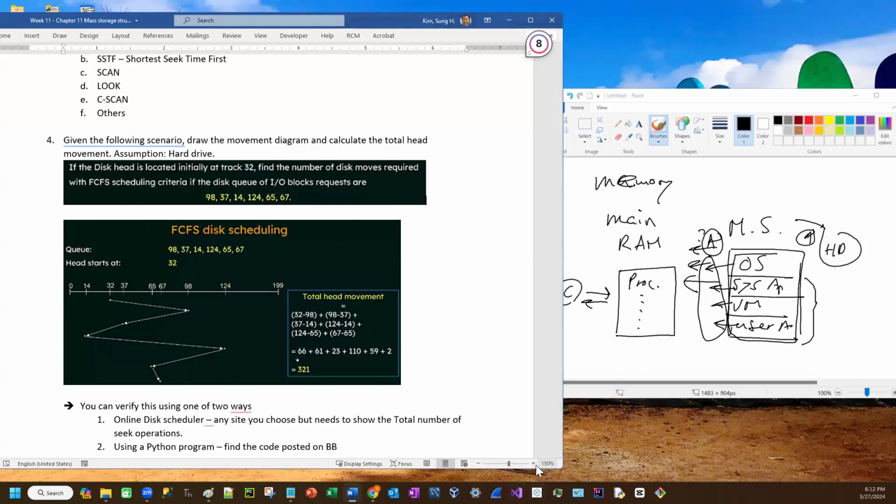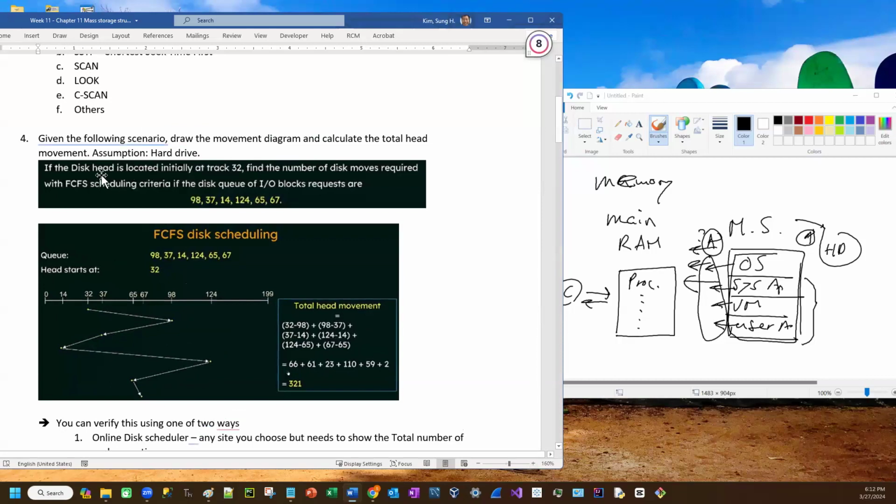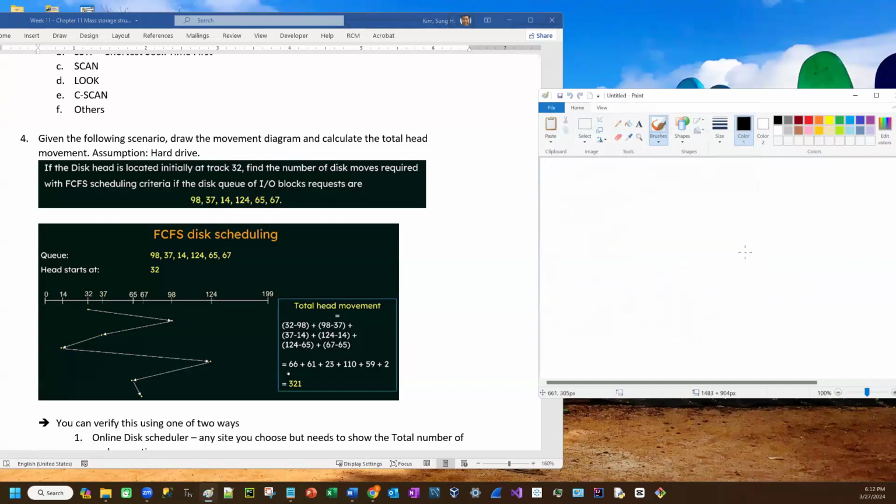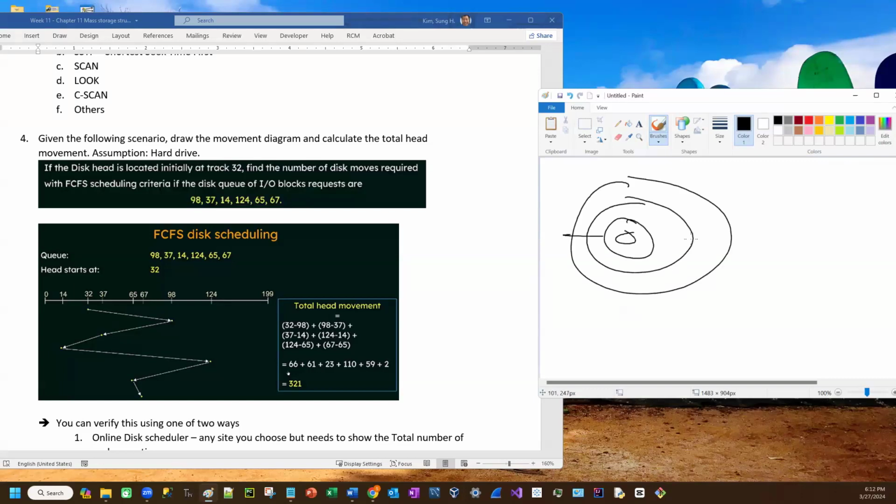If the disk head is initially located at track 32, so let's do a new one here. If it's a hard drive, we'll have some platters, and we've got these tracks here, and you've got these sectors on them. So let's say this track here is 32 or whatever, right? And the arm is moving in and out like that, and the disk spins this way, or whichever direction.